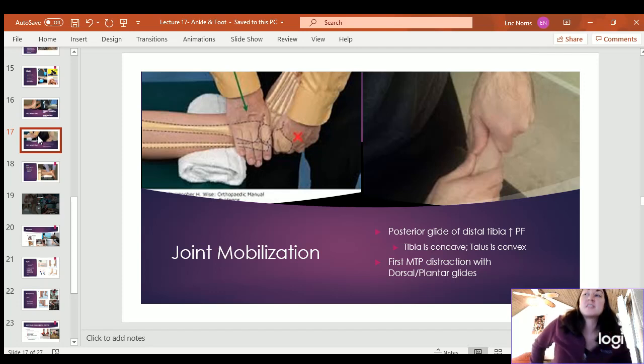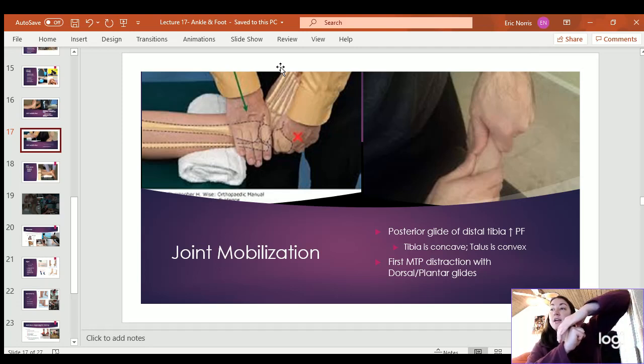Posterior glide of the distal tibia can increase plantar flexion. The tibia ends up being concave on top of a convex talus. So with the tibia and the fibula together, the way they're shaped, it's a concave moving on a convex. So remember, with a concave, as the swing of the bone, so we'll say it's going anterior, the glide and the roll all go in the same direction, anterior.